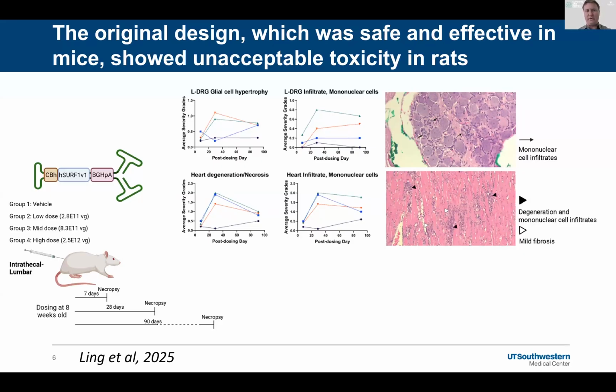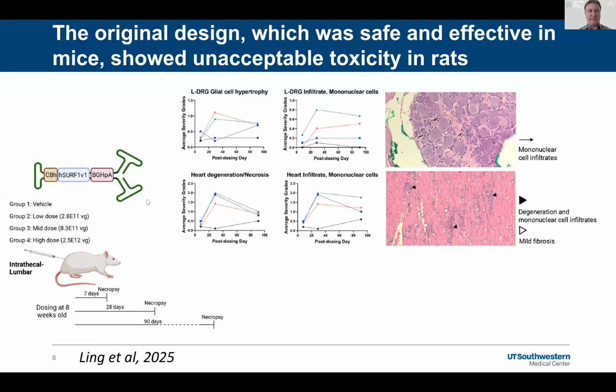But I think more concerning was we saw a significant amount of heart pathology in terms of actual degeneration of cells in the heart, infiltration of mononuclear cells. And I think the heart toxicity in particular was something that gave us a lot of pause and made us think that this was not an appropriate treatment to try to take into patients despite the unmet need in the patient community.